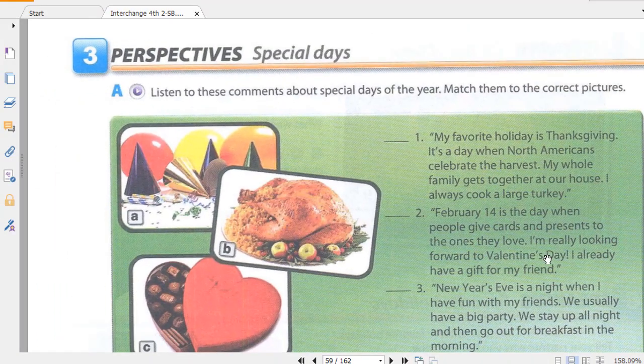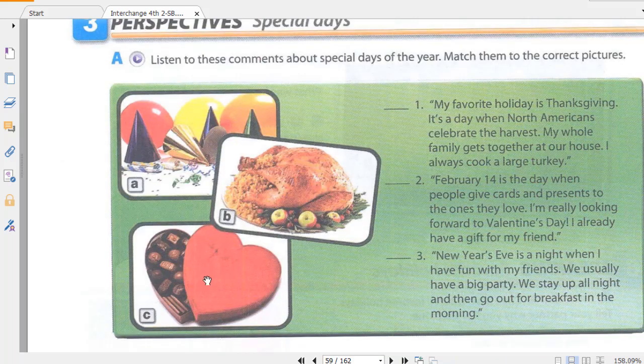Okay, now let's listen to these comments about special days of the year. You have to match them to the correct pictures, okay? Picture A, picture B, or C.